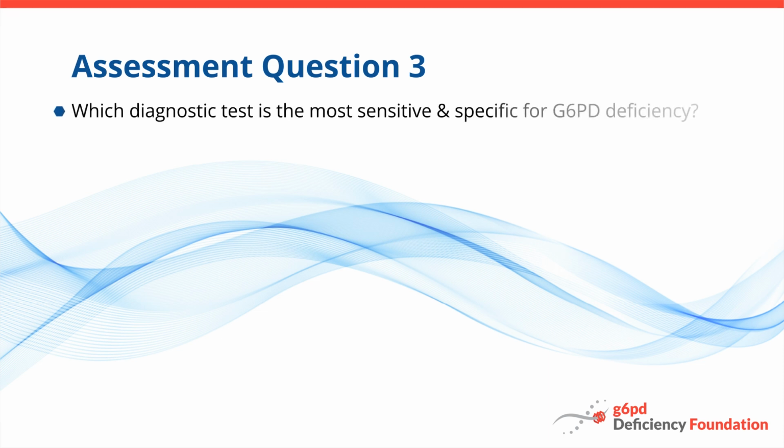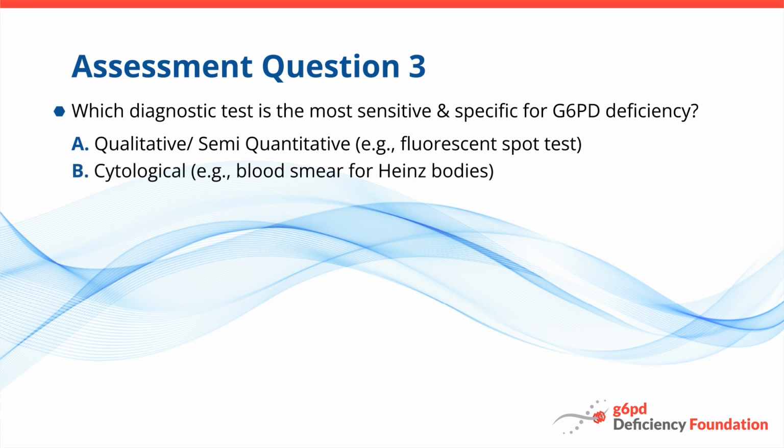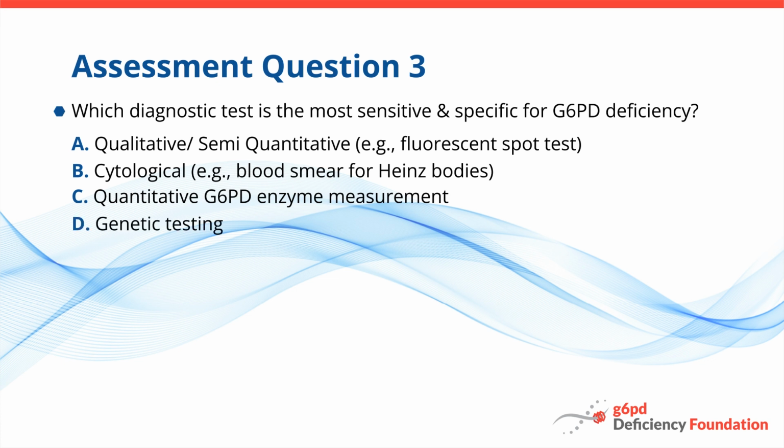Which diagnostic test is the most sensitive and specific for G6PD deficiency? A. Qualitative, semi-quantitative. Example, fluorescent spot test. B. Cytological. Example, blood smear for Heinz bodies. C. Quantitative G6PD enzyme measurement. D. Genetic testing.